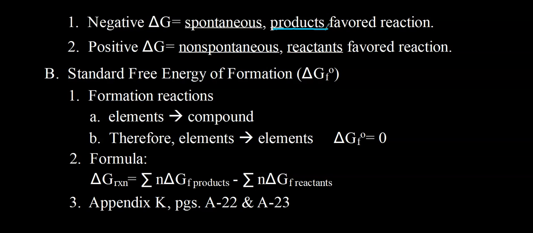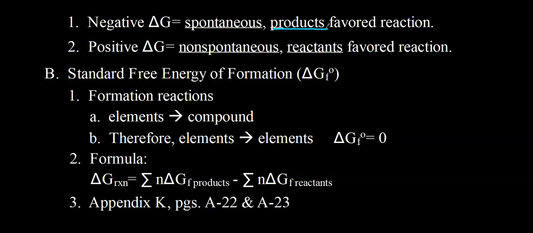Another way of calculating delta G, besides using delta H and delta S, is by using the delta GFs of the substances involved in the reaction. Much the same way that we use delta HFs to calculate delta H for a reaction, we can calculate delta G for a reaction using delta GFs. Just like before, we have formation reactions where you have elements combining to make compounds. Again, formation of 1 mole of a compound from its elements in their standard states.